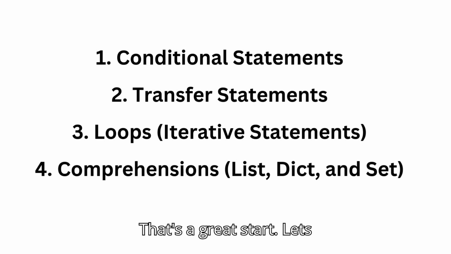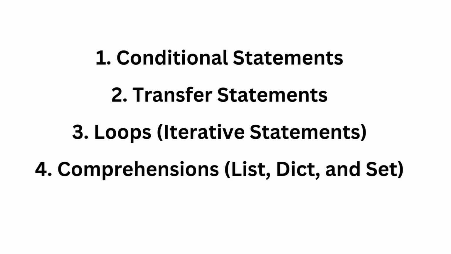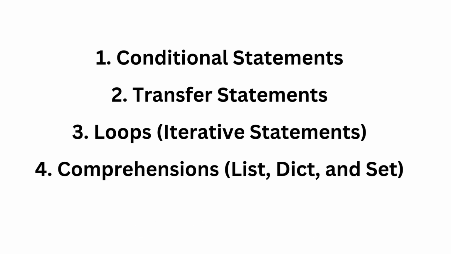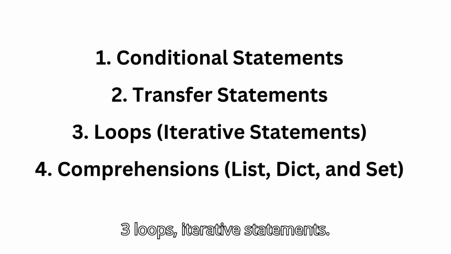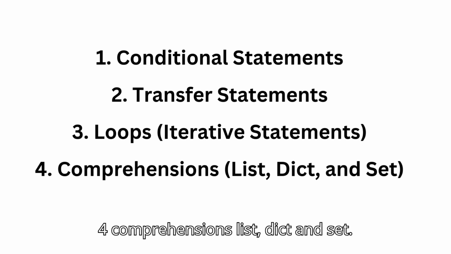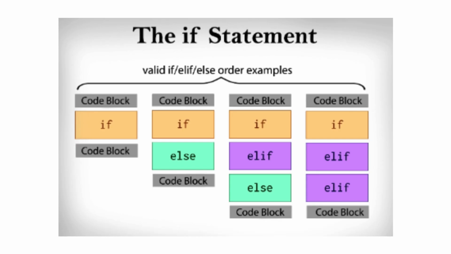That's a great start. Let's break it down into four major areas, as shown in this chart. 1. Conditional statements. 2. Transfer statements. 3. Loops, iterative statements. 4. Comprehensions: list, dict, and set. We'll explore these with examples.